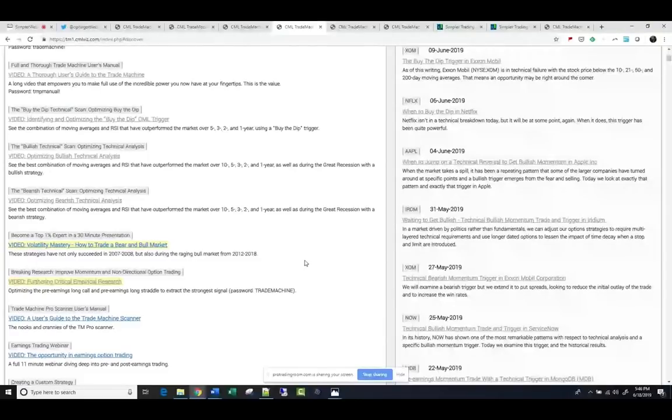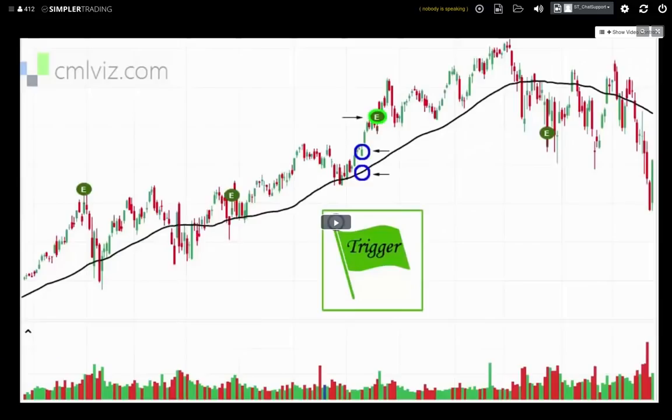So for now, I would kindly request that the Simpler Trading Technology team play the pre-earnings momentum vignette, and I'm gonna stop sharing my screen and go mute for a second.